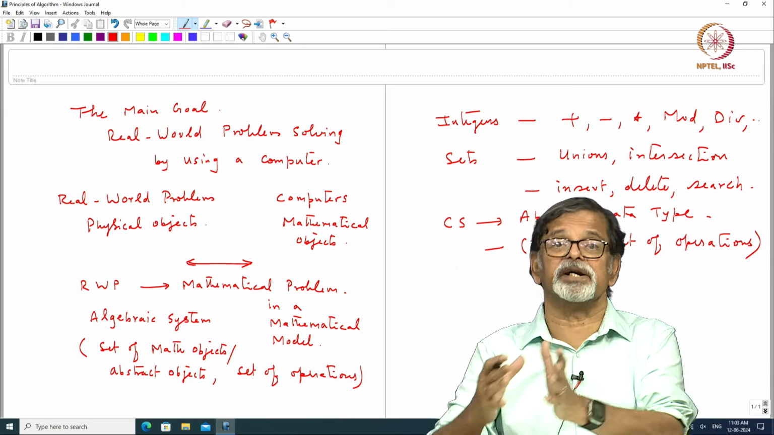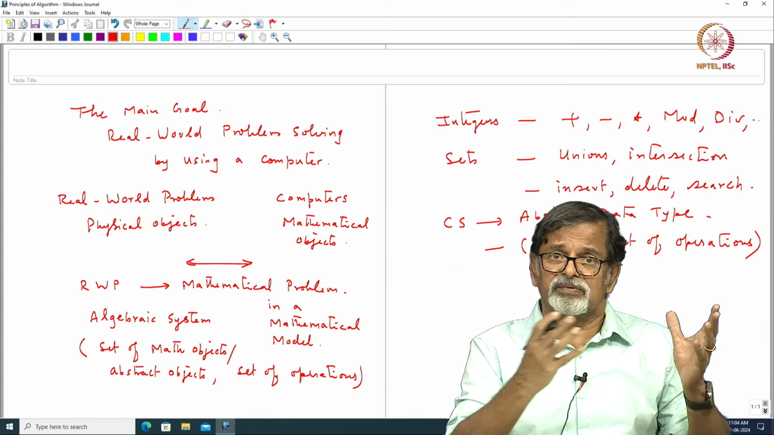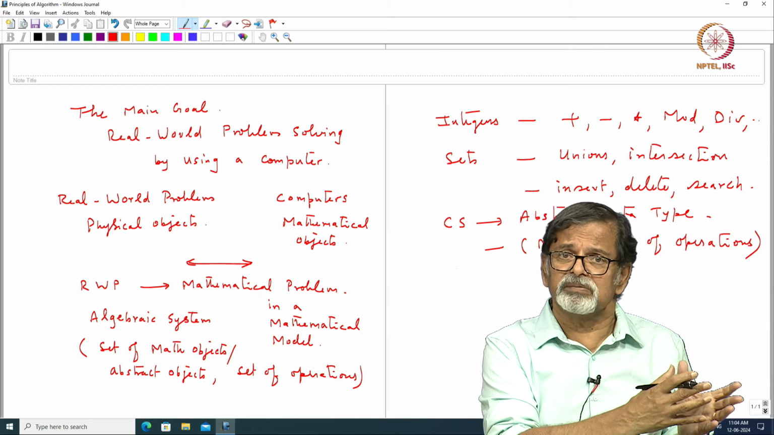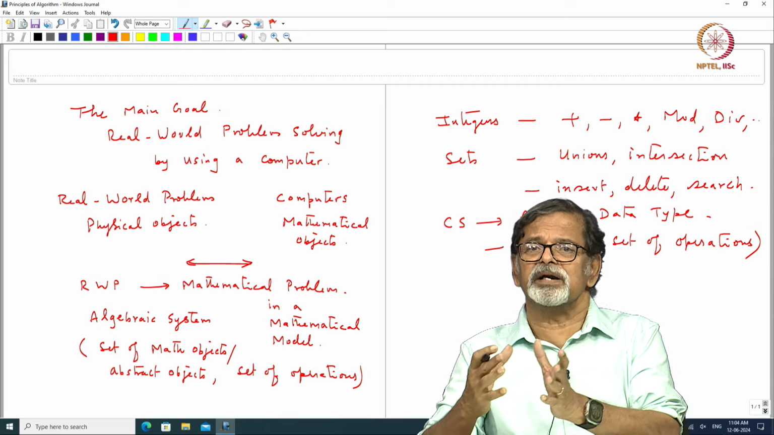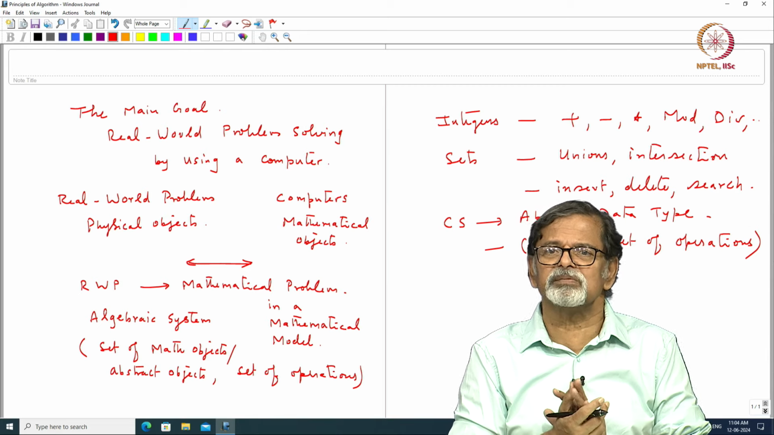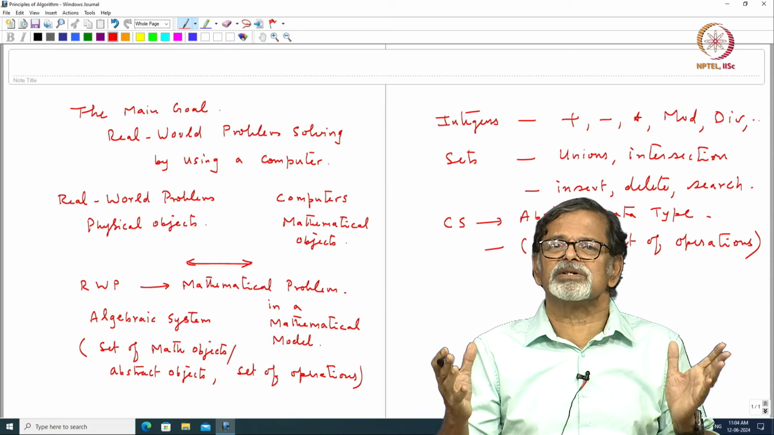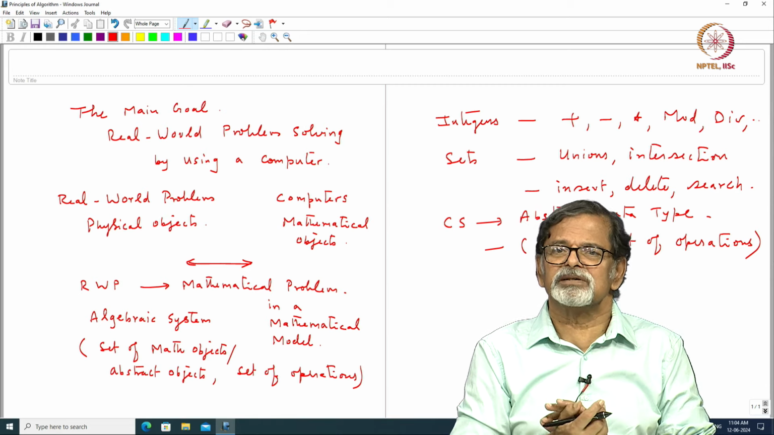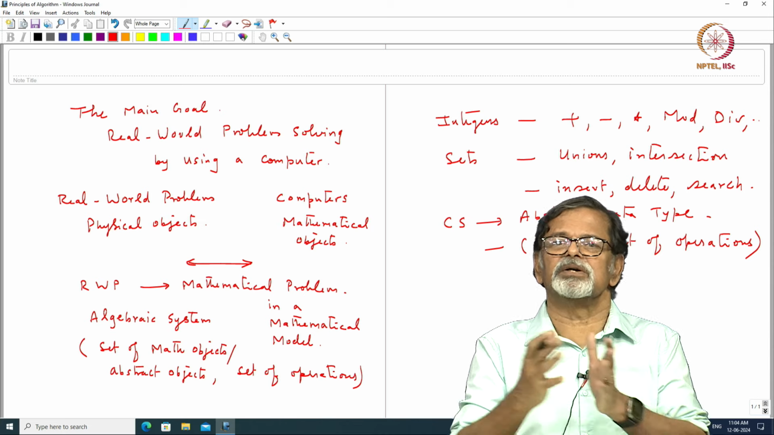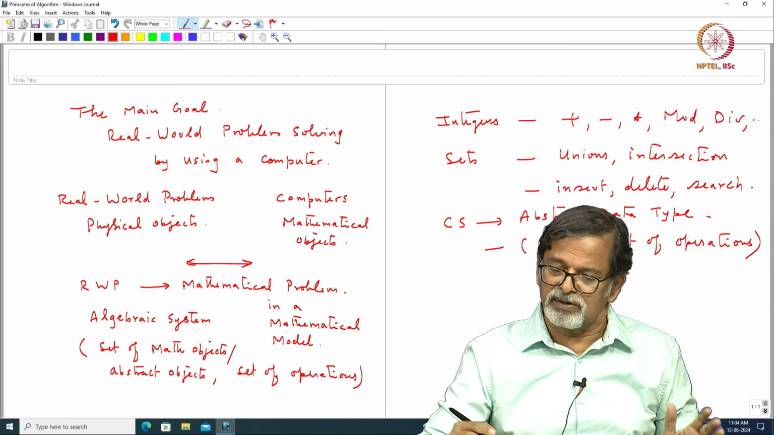Now, what do we do next? You have a real world problem, you have converted that into a mathematical problem. Now you want to use computers to solve the problem. You want to find a solution for that problem by using a computer. So what next?